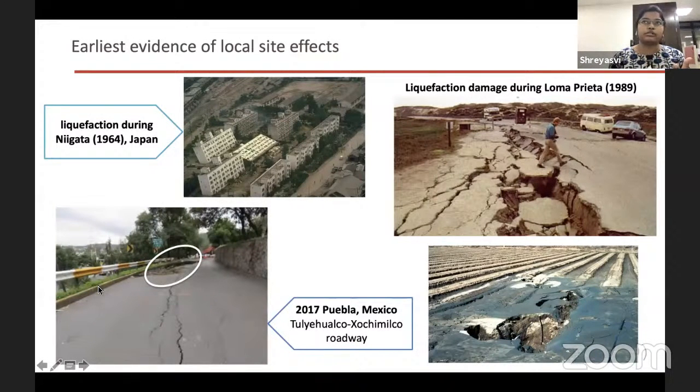Whenever we talk about local site effects, the Mexico earthquake of 1985 becomes very prominent. In this particular highway, you can see that a longitudinal crack has developed, and you can see a cavity as well. There is actually a sinkhole in the middle of the road, and this is mostly because of the subsidence of the soil in that area. This has been observed since the 1985 Mexico earthquake.